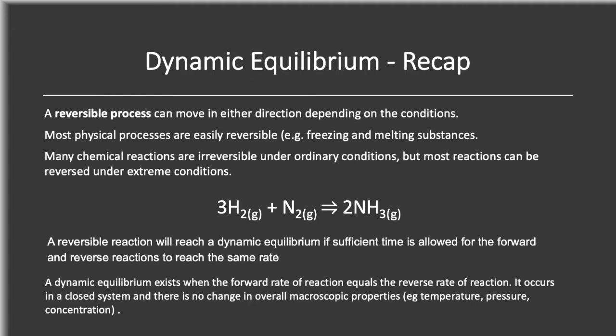And that's an important point. We don't have any information on rate, so it could take a very long time to reach the equilibrium position. And as I said, when we've reached equilibrium, the forward rate equals the backward rate of reaction. It can only occur in a closed system, which means that the reactants and products can't escape, which is obviously important for gases. And at that point, there's no overall change in the temperature, pressure, or concentration of any of the reactants or products.